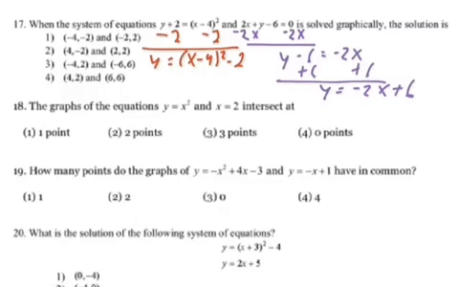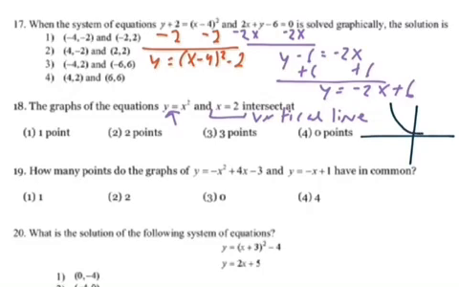For number 18, y equals x squared is a parabola. That you can do on your calculator. But x equals 2 you cannot graph on your calculator. That is going to be a vertical line. Since you can't do that on your calculator, you should be making a sketch on your paper showing the parabola and then showing the vertical line x equals 2.